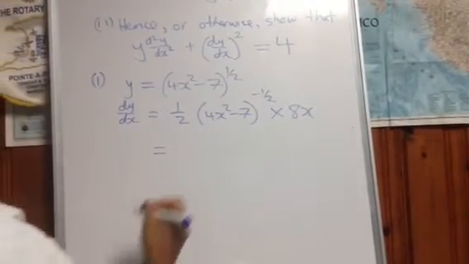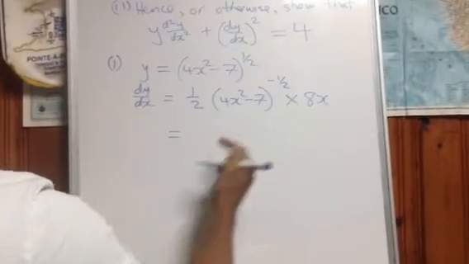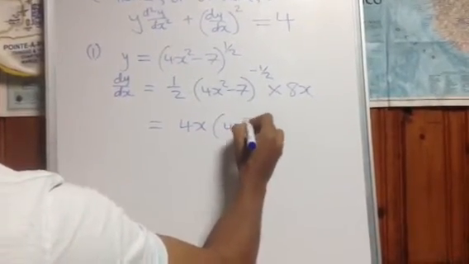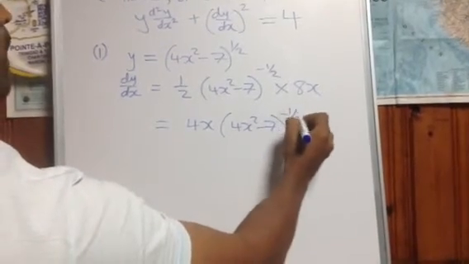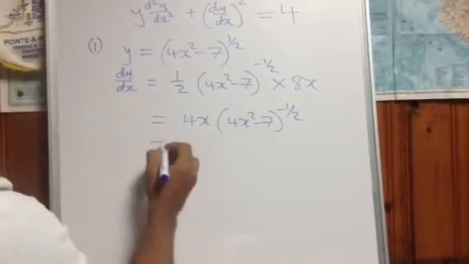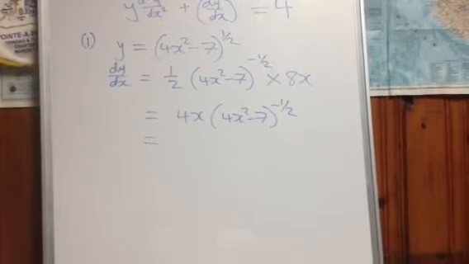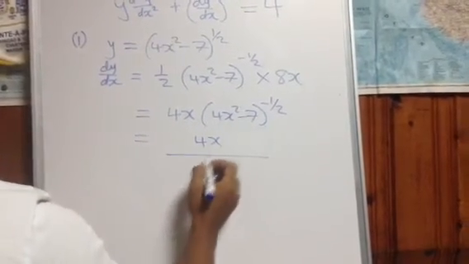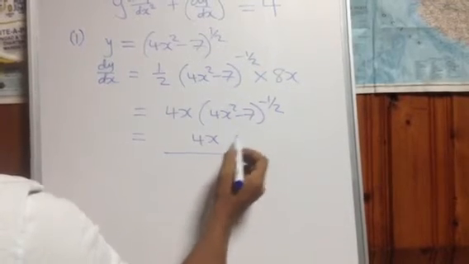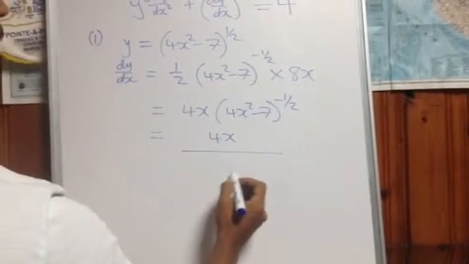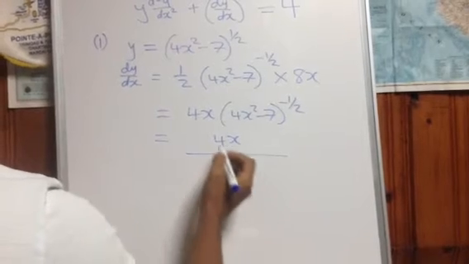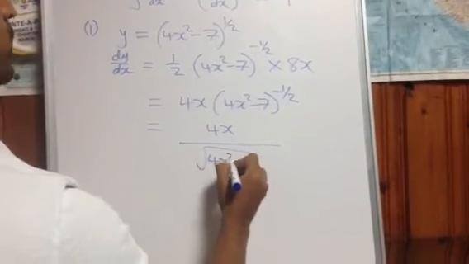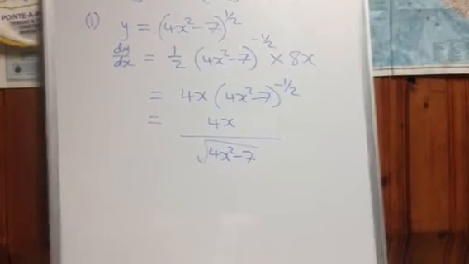Simplifying now, a half times 8x is 4x, times (4x squared minus 7) to the power minus a half. Using the negative index rule, this simplifies to 4x divided by (4x squared minus 7) to the power 1/2. Or if I put this in root form, it's over the root of 4x squared minus 7.